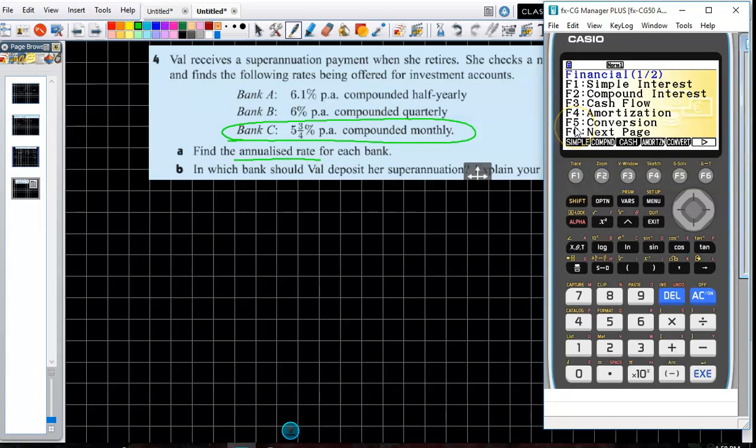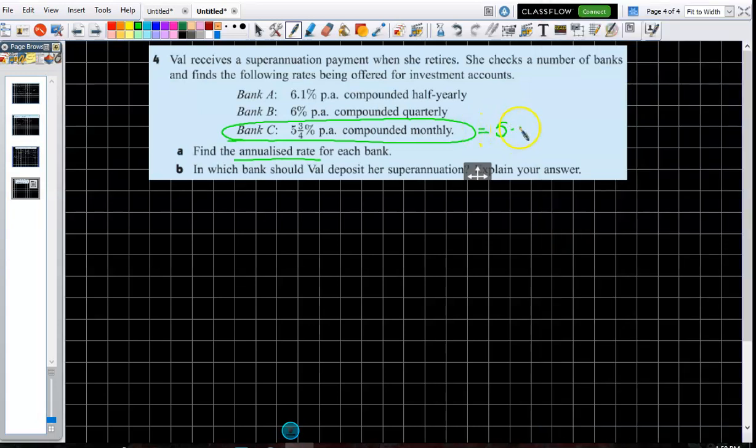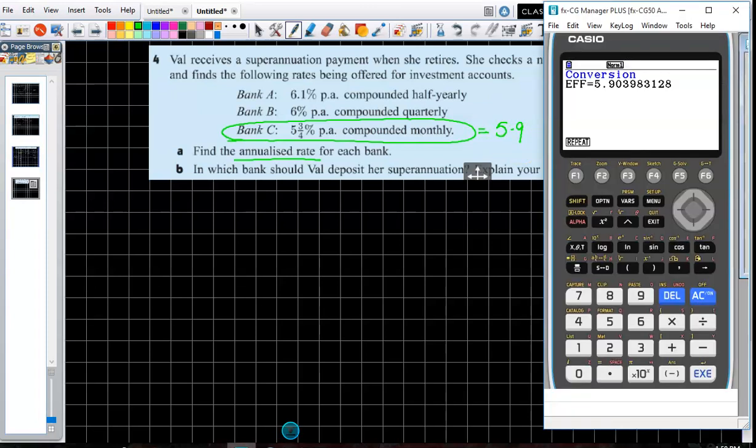You want conversion. So you've got to press F5. What's the N going to be? Thank you. The I? 5.75. And we press effective. So 5.9. Okay. So that just becomes 5.9. While we're here, let's just do the other so we can answer part B.